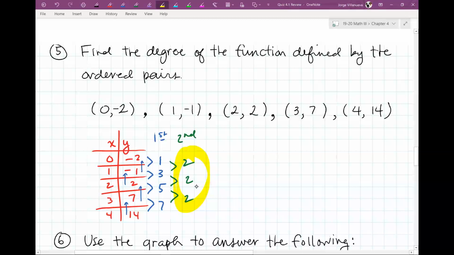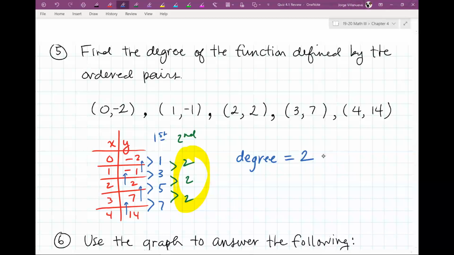All the numbers are the same. It happened on my second difference. That means that the power for my function is degree 2. So I'm just going to write degree equals 2. And that's all you have to do for that problem. If it didn't happen here, then you take another difference. If it happens on the third difference, then it's degree 3. If it happens on the fourth difference where all the numbers match, then it's degree 4.